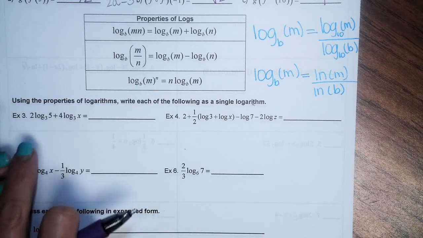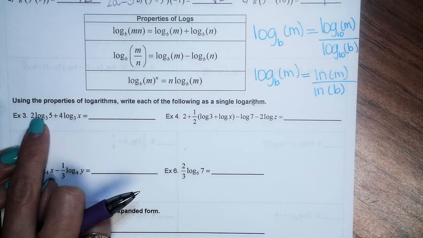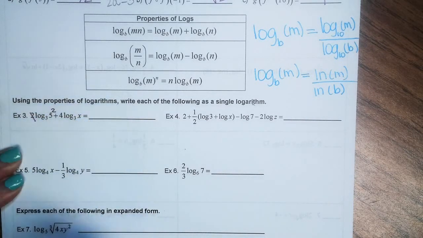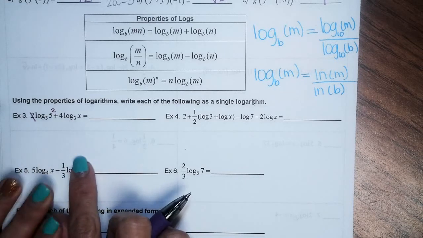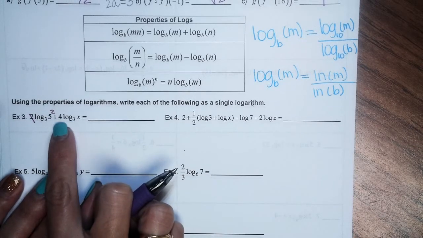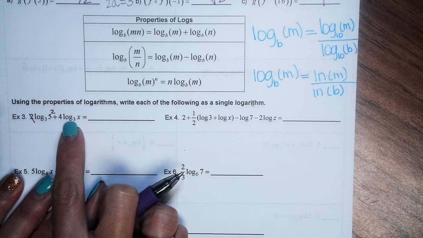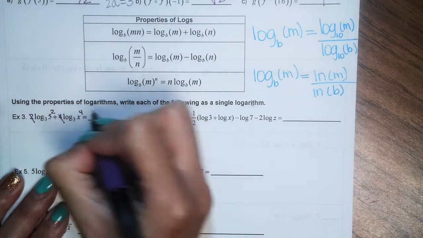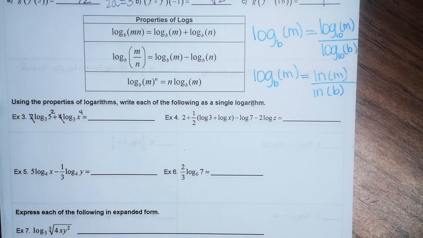So for example, instead of writing 2 log base 3 of 5, I'm going to change that 2 and make it the exponent of 5. So it would be log base 3 of 5 squared. And you can just leave it as 5 squared, or you can change it to 25. And then over here, instead of putting 4 times log base 3 of x, I'm going to change that 4 and make it the exponent. So now this is log base 3 of x to the 4th.